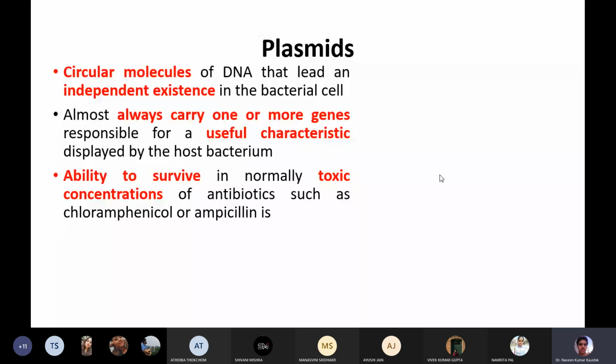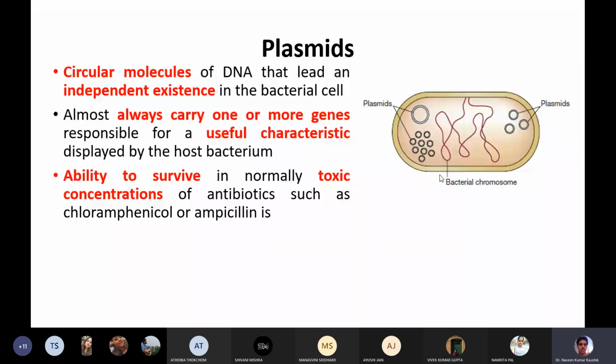So this is one property, one characteristic that these plasmids bear. If a cell has these plasmids, then it becomes drug resistant, to chloramphenicol, ampicillin, etc. You can also see this in the diagram.